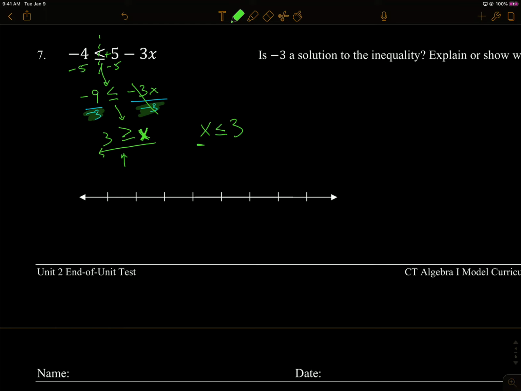If I read it over here, starting at the variable, I'd be reading left to right: x is less than or equal to 3. Either way, I would read it that way because it's a little easier to understand. X means all the numbers, so I would say all the numbers less than or equal to 3. If I were to graph this solution, 3 would be included because it's less than or equal to, and all the x values less than that mean I go to the left side.